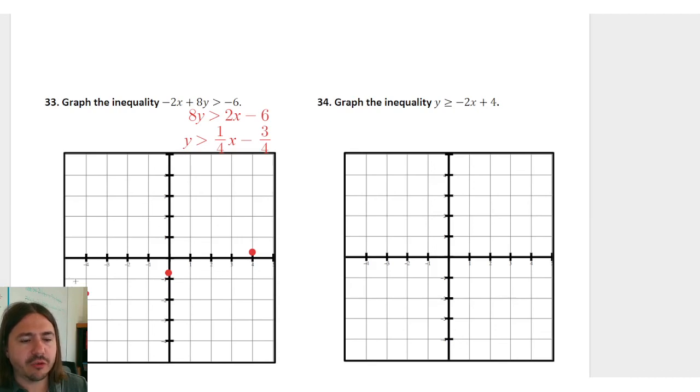Now this is strictly greater than, so I don't want a solid line. In fact, I probably should have made those points. I'm going to go back and change those points to make them open circles. I see a lot of textbooks where even on a problem like this, they'll leave them closed, and there really shouldn't be. I don't know why they do that, to be honest.